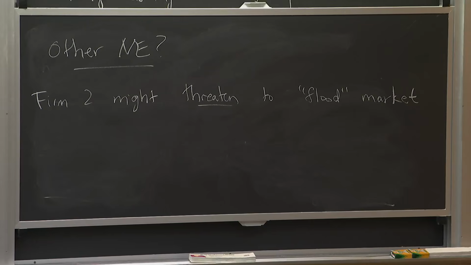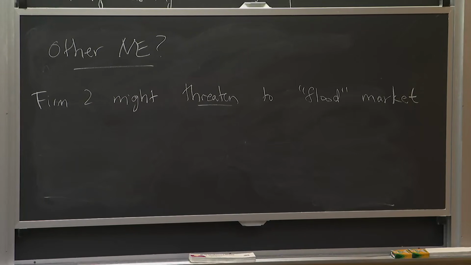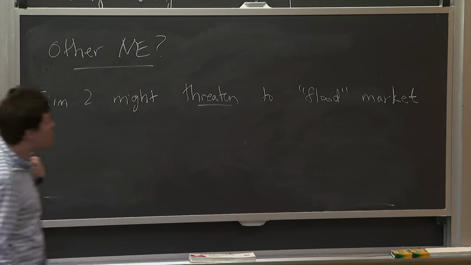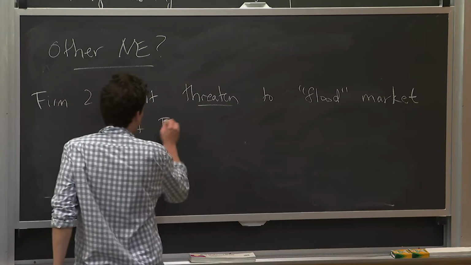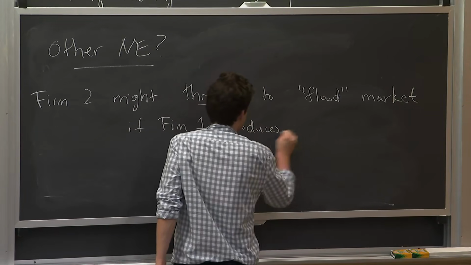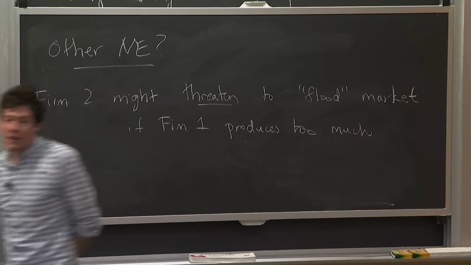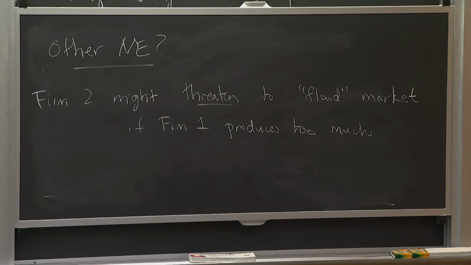So what firm 2 might say is, look, you better keep your production level low, because if you produce too much, I'm going to flood the market. So firm 2 might threaten to flood the market if firm 1 produces too much. And this actually gets into dynamics that we'll study later. Oil cartels essentially function exactly in this way, right? I might say, you need to keep production low, and if you don't, I'm going to punish you by flooding the market. Yes? How would this be a credible threat, though?